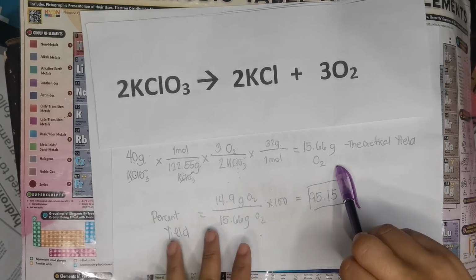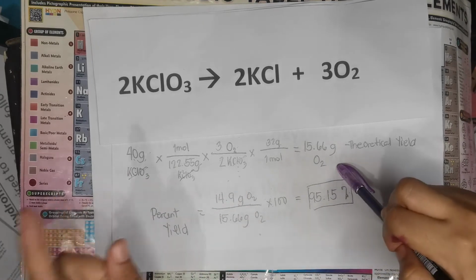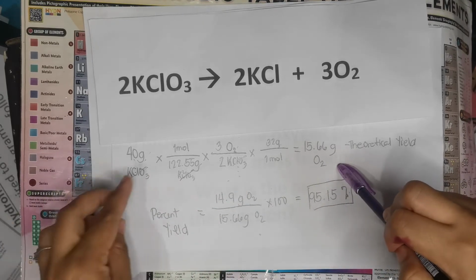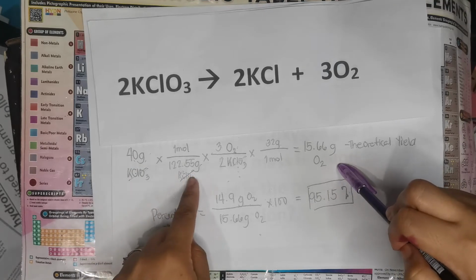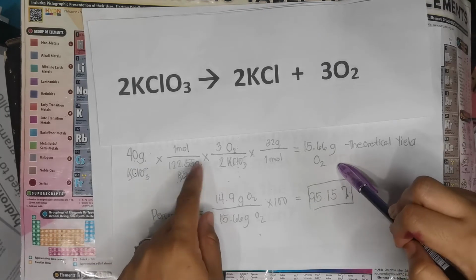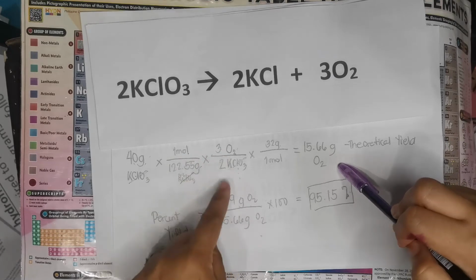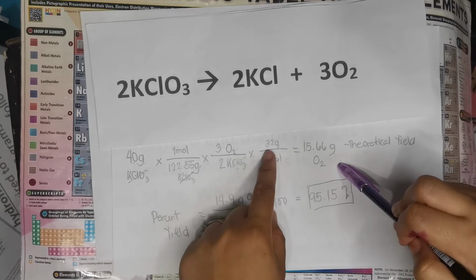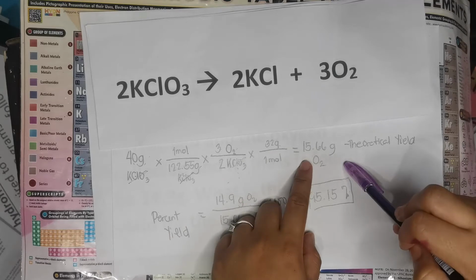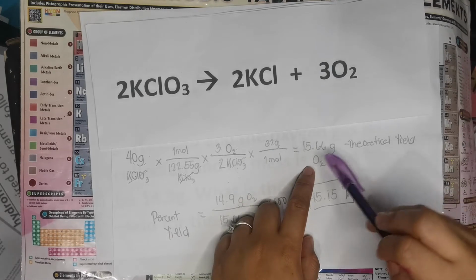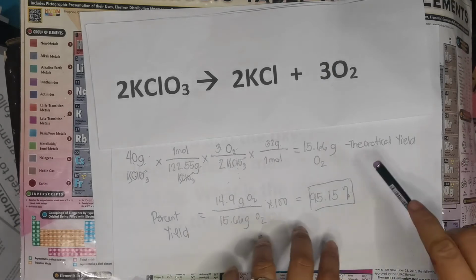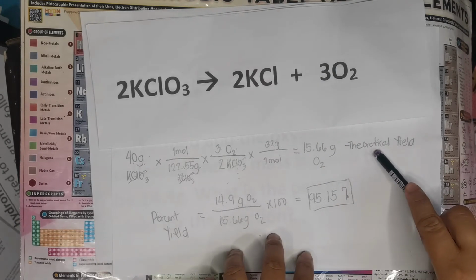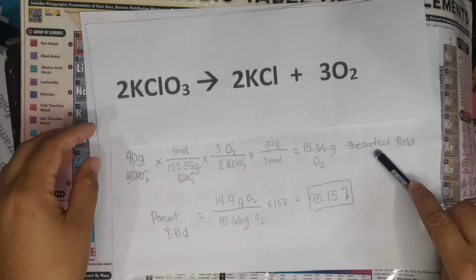Sa calculator nyo po, ganito po yung itatype nyo para makakuha nyo rin po, sabayan nyo po, 40 grams divided by 122.55 ng potassium chlorate, then multiply to 3, divided to 2, then multiply to 32. So, ang kinuha ko po is up to 2 decimal points. So, we have 15.66 grams of oxygen gas, which is the theoretical yield ng problem natin.